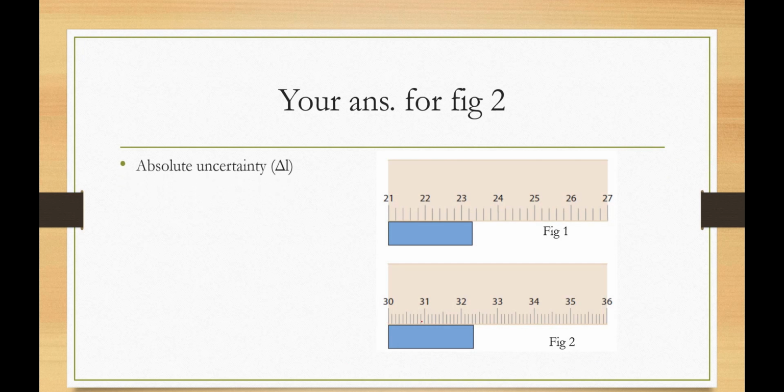Since the least count is 0.1 centimeter for figure 2, absolute uncertainty will be 0.05 centimeter. If the error in both the sides are considered, that is here and here, then I can consider absolute uncertainty as 0.1 centimeter. Rest of the values are here.